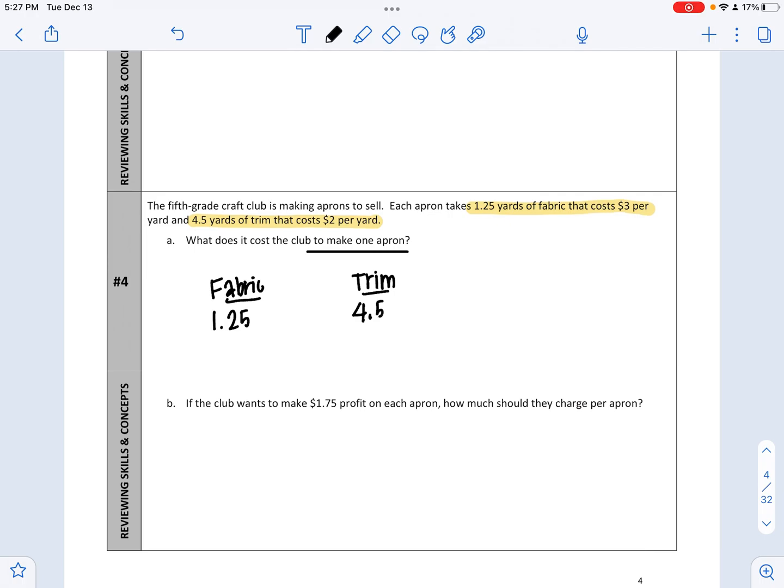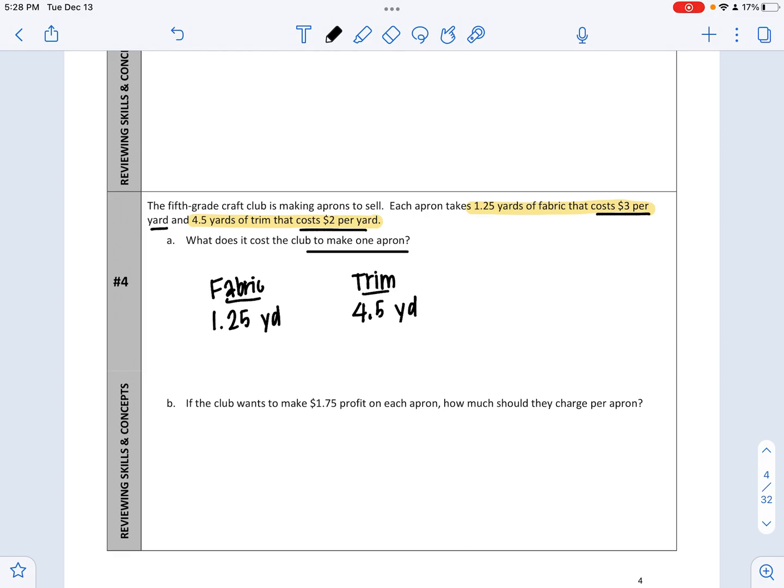If you know the cost for each of these yards, you can calculate how much the fabric costs and how much the trim costs using multiplication, because again, you know the unit price or the cost per yard. Then you'll be able to calculate the total cost.